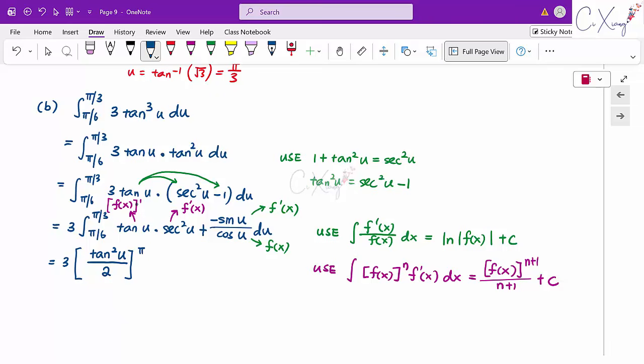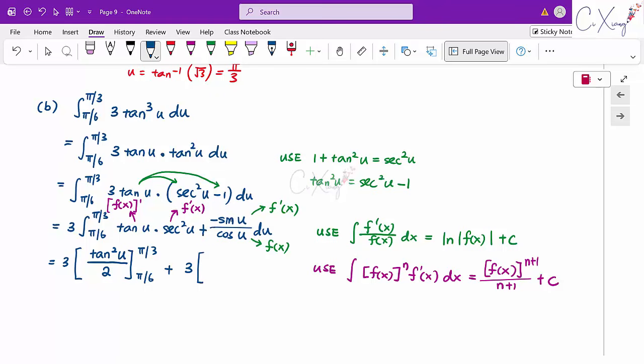Okay, then I'm having pi over 3 and also pi over 6. Plus, you copy a plus. 3 is a constant, so please include the constant in the second integration here. Now I'm having the f prime x over fx pattern, because differentiate cos x, I'll be having negative sine x. Or I should say, differentiate cos u, I'll be having negative sin u.